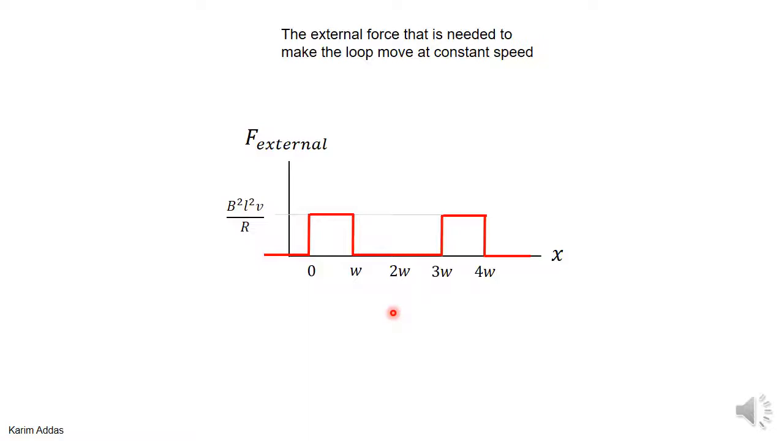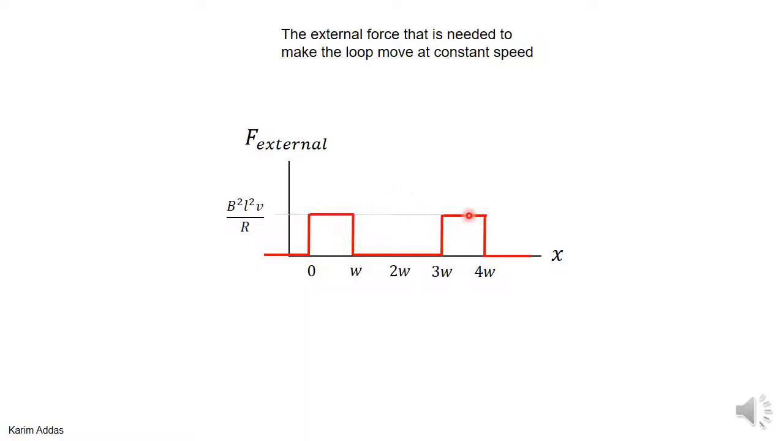The force that the magnetic field makes on the loop was to the left. That means if you are an external agent, and you want the loop to keep on moving with a constant speed as it is going into the region with a magnetic field, you have to apply an external force with this value. You want the total force to be 0. And as the loop is going out of the region, you also have to apply an external force in the positive direction, with the value B squared L squared V over R, to keep the loop moving with a constant speed as it's exiting the region.